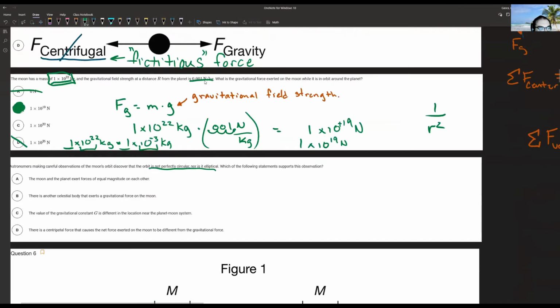So what they find out is that the orbit is not perfectly circular, nor is it elliptical. And they say there's a couple of reasons here. Let's see which one is correct. We'll relaunch the polling.